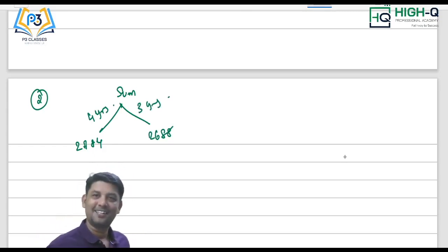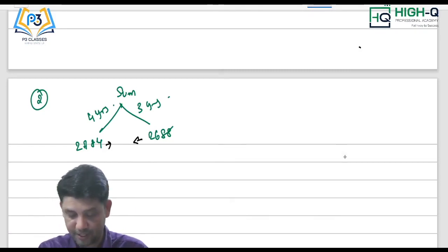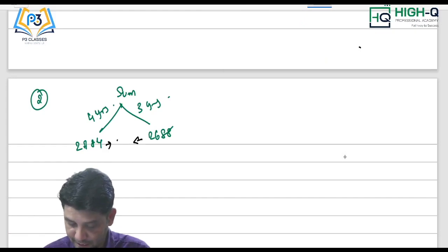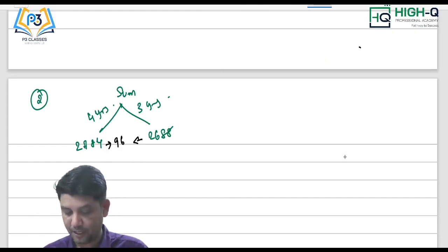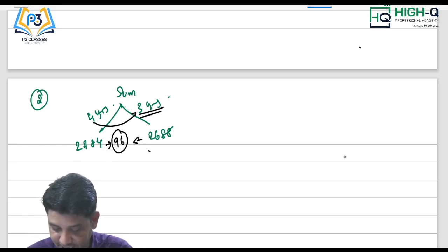Sir, very simple, sir. 4 years and 3 years. First, let me find the difference. What is the difference, my dear? 2784 and 2688. Is it 96 rupees? Sir, the difference between 3 years and 4 years is only 1 year. So simple interest is directly 96 rupees. Since it is after 3 years, remove 96 three times.